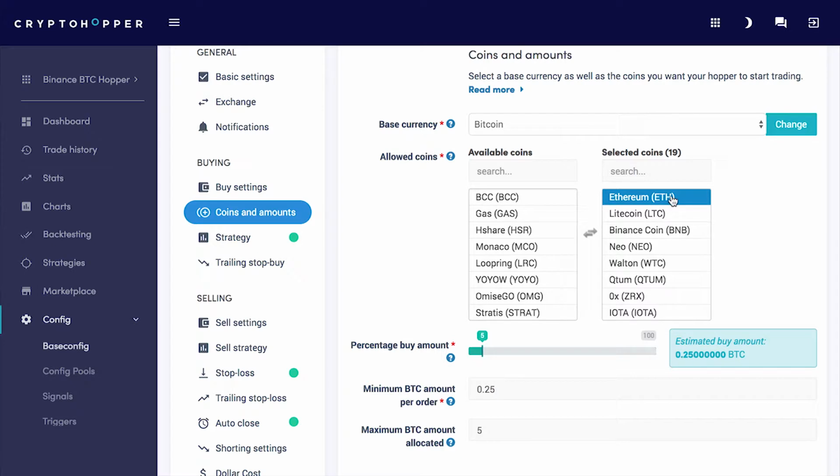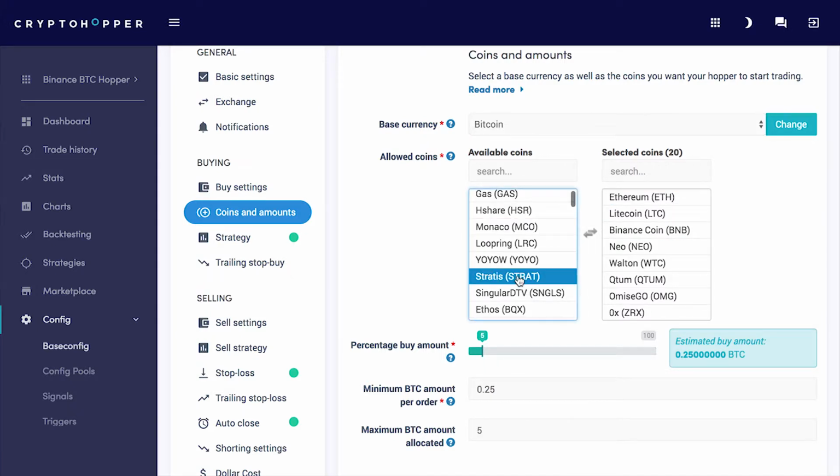Allowed coins will cover all of the other coins you want your hopper to be trading against your base currency. Again, these are coins that you believe in. Trading inferior coins will often lead to inferior performance.